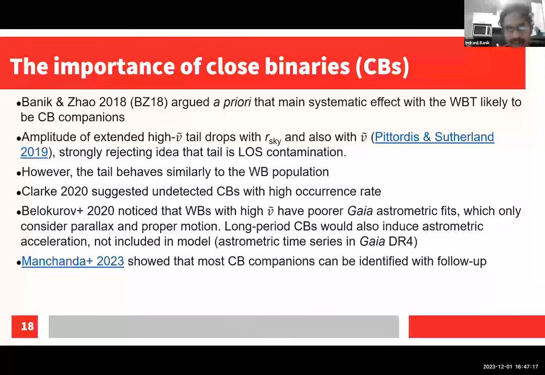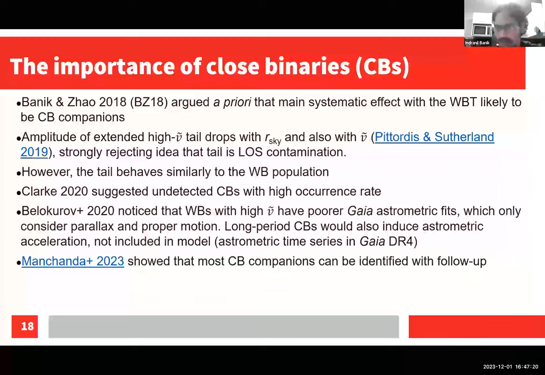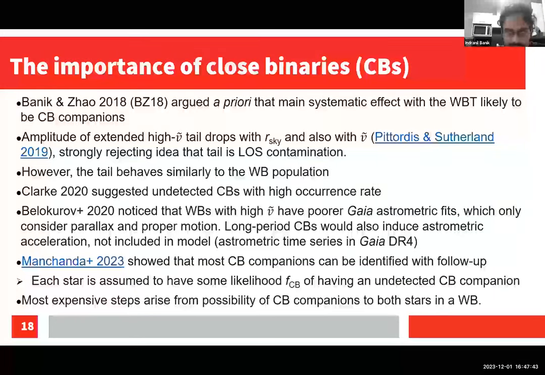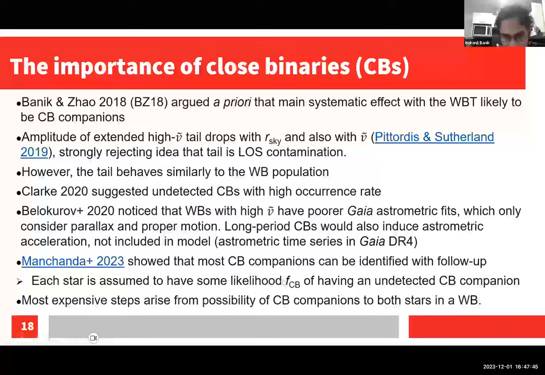So finally, we get on to the importance of close binaries. I've already explained why close binaries are kind of important. I'll explain in a bit more detail how we've modeled the close binaries. One of the main parameters is the FCB, which is the likelihood of a star having an undetected close binary companion.